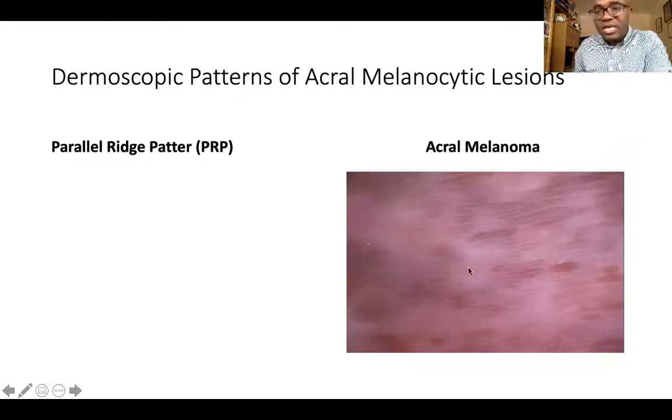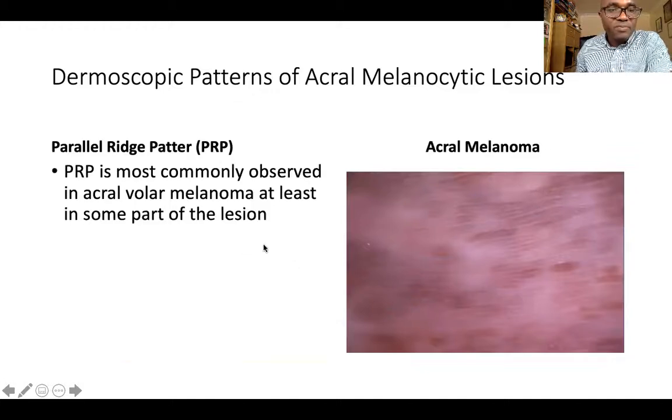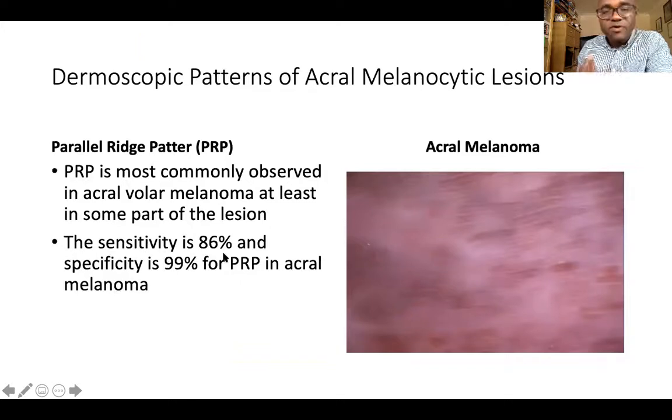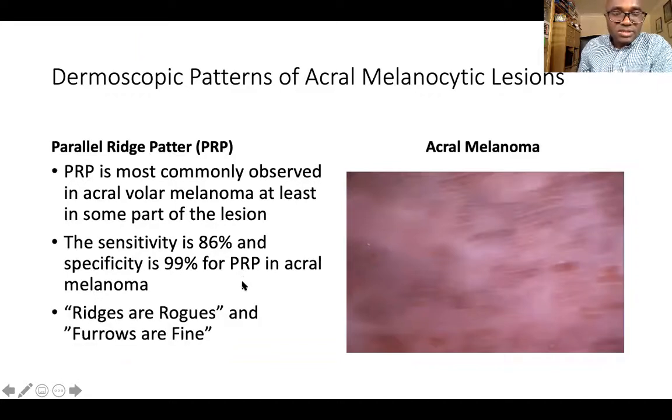Okay, and it's an area of paleness, some regression going on there in this lesion. This is an acromelanoma. The sensitivity for this approach in diagnosis is about 86%, and specificity for acromelanoma is about 99% for a parallel ridge pattern diagnosis. So ridges are rogues, furrows are fine.